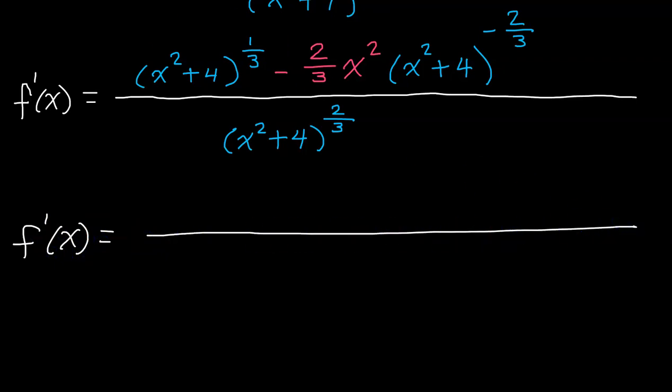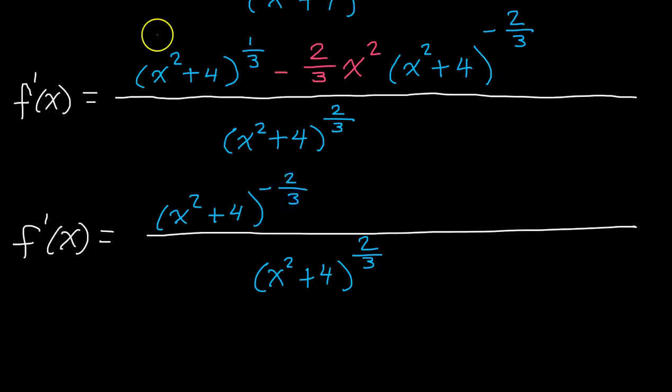So in the denominator, we will still have this x squared plus 4 to the 2/3 power. We will deal with that later. But let's pull the common factor out in the front of the numerator. So I'm going to have x squared plus 4 in the very front. The power needs to be the lowest exponent. Negative 2/3 is the lower of these two exponents, so I'm going to pull out the negative 2/3.